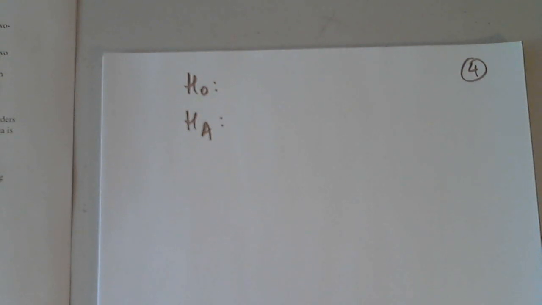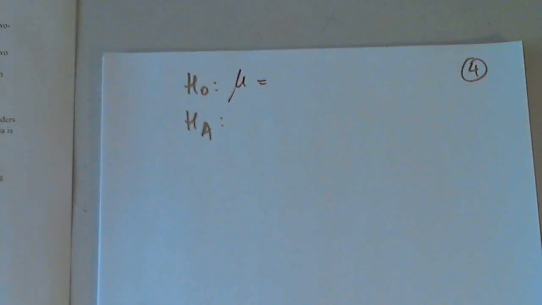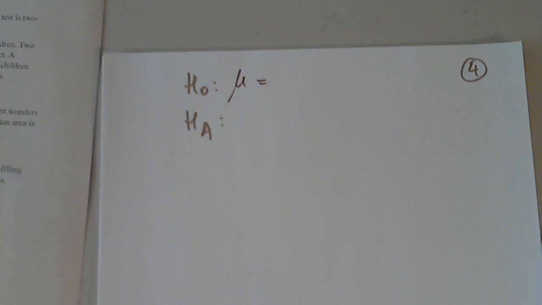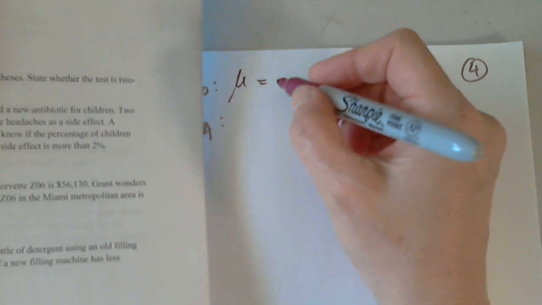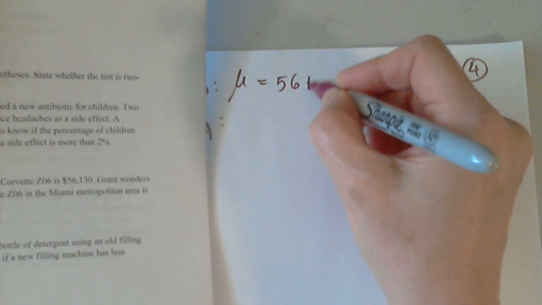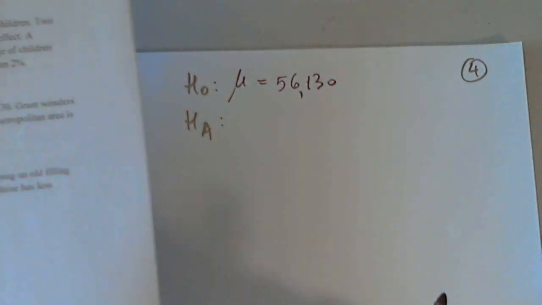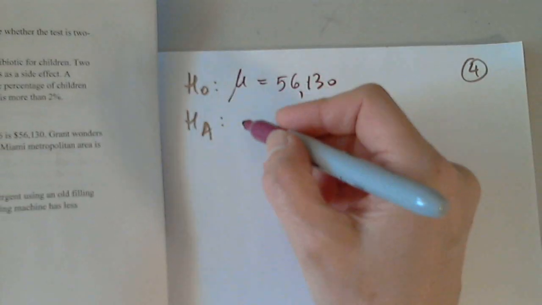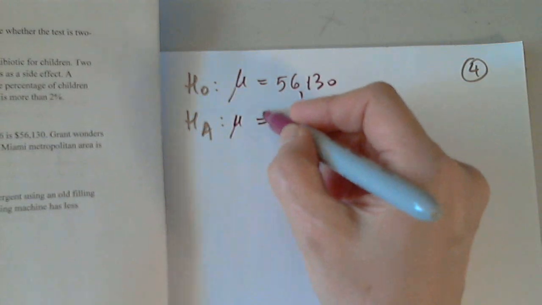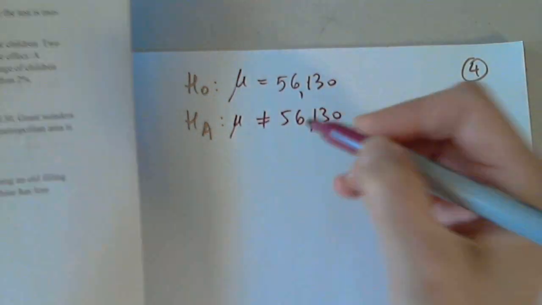We're not talking about proportions. We're talking about mean. So the null hypothesis is 56,130, the mean equals 56,130. Very good. And the alternative hypothesis is different from that. Excellent. Very good. Thank you very much.